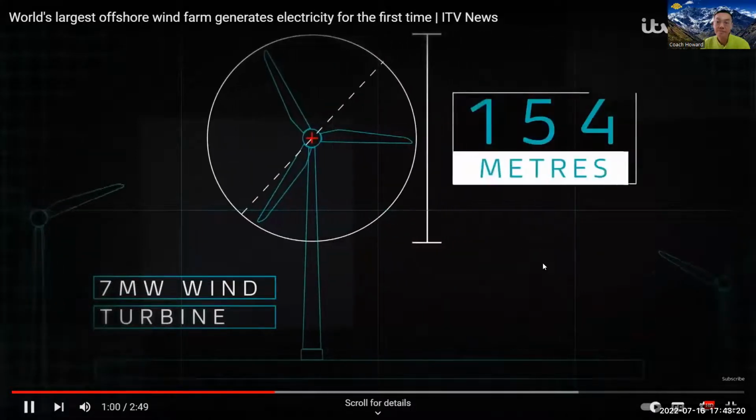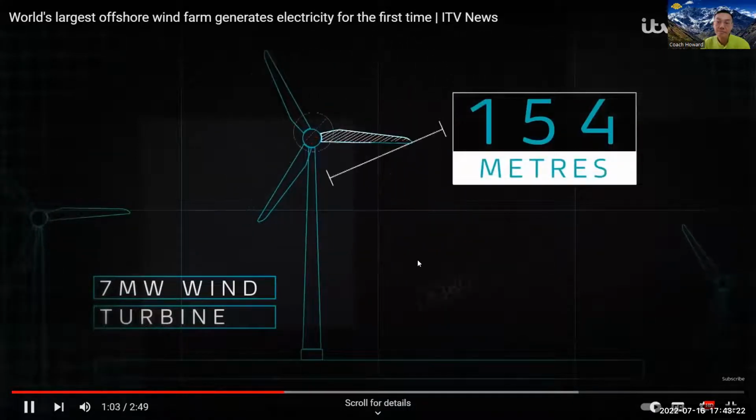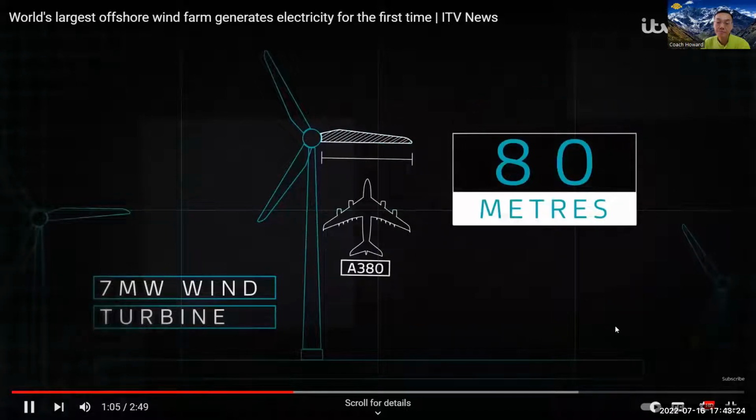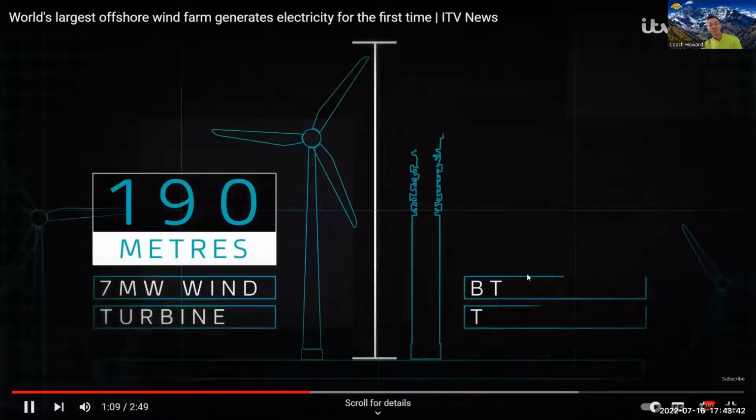Each one is 154 meters across, meaning each blade is nearly as wide as the world's largest passenger plane. And at 190 meters high, they dwarf.